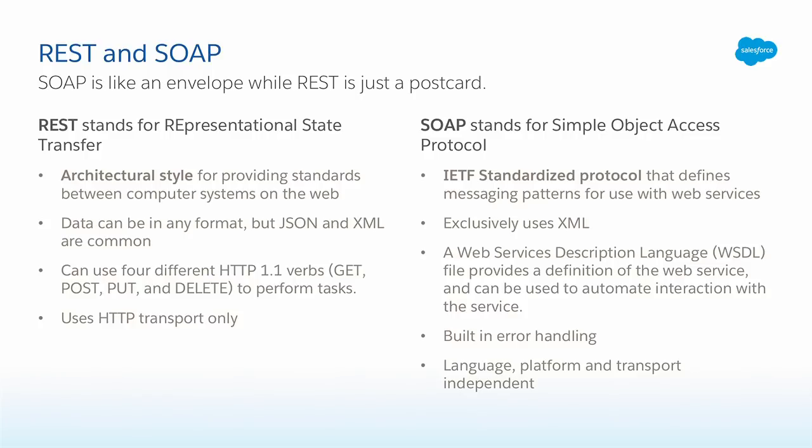Within SOAP, you exclusively use XML data. So you cannot use JSON. You cannot use any other format. It's purely going to be XML. There's something called a Web Services Description Language file, or even though it's WSDL, it gets called WSDL. The WSDL file specifies exactly how to interact with the API. So when you're implementing the client side, making requests against a SOAP endpoint, you'll typically download that WSDL file, and that can be used to programmatically generate the code that's needed on your end to be able to interact with the API. SOAP also includes built-in error handling, and of course, because, as we were saying, you can download a WSDL file that will generate code, it's language, platform, and transport independent.